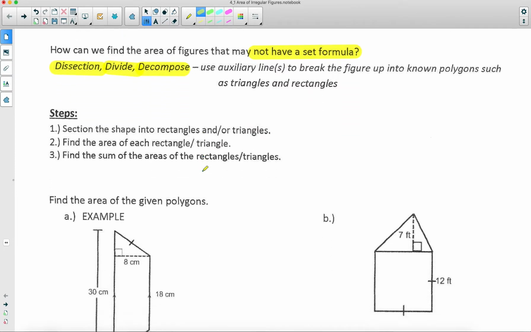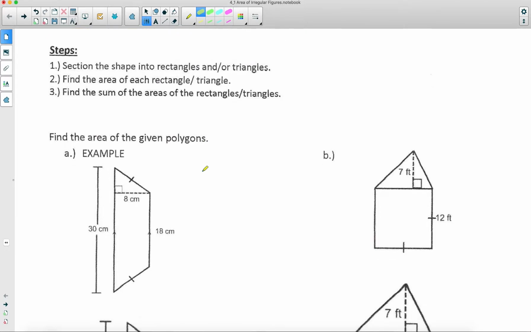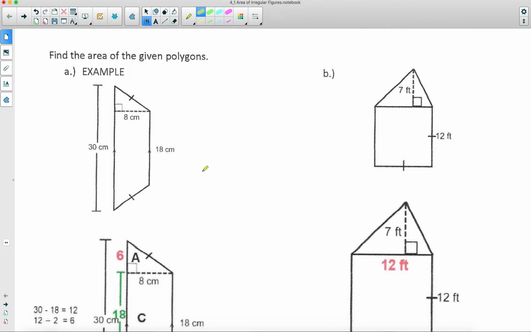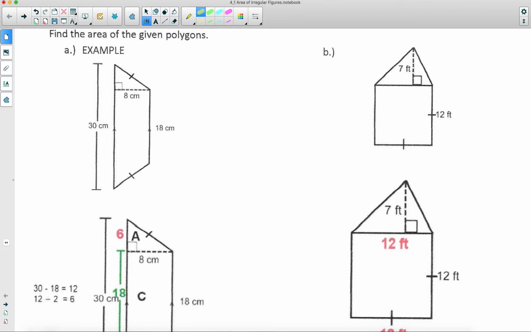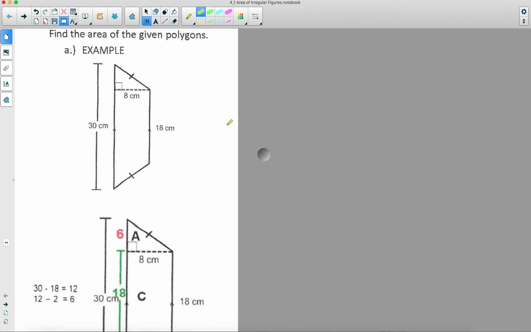So basically what you're going to do is follow the same steps we've been doing for a while. Section up that shape into rectangles and or triangles, maybe some squares, then find the area of each polygon and then add those areas together. Now that's assuming that it's not an area of a shaded region question, which would be a little different. Okay, so let's take a look at the first two examples, A and B. We'll work on example A first, and then move on to example B.